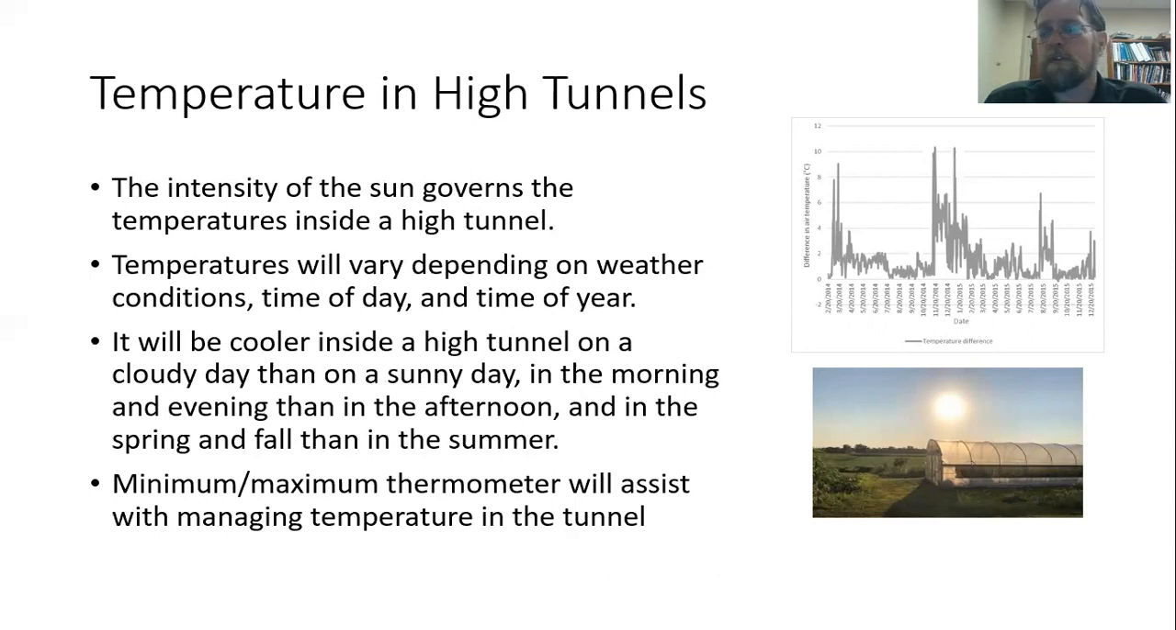It is important to make sure we're maintaining an appropriate temperature for the growth of plants. We don't want it to get too cold, but we also don't want it to get too hot inside the tunnel. And so, a tool that can be very effective in helping us maintain those temperatures is a minimum maximum thermometer that will give us information on when we should be raising and lowering the sides of the high tunnel, as well as information on when we're going to be able to get our crops in in the spring and maintain those crops in the fall.